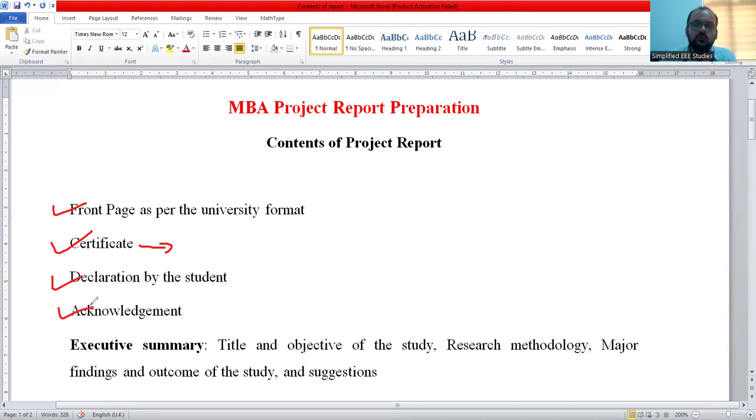Next is the acknowledgement. Whoever helped you very much in completing the project, that acknowledgement is very important. These are the basic things you require in steps 1, 2, 3, 4.